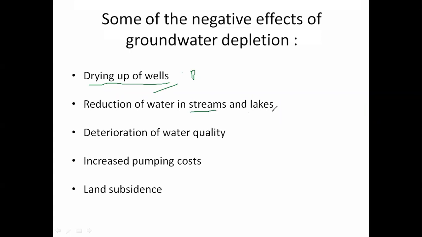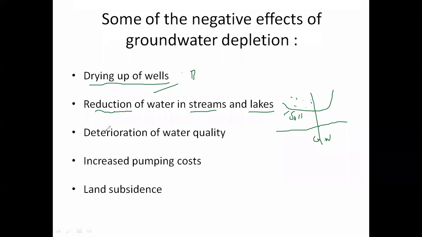Next, reduction of water in streams and lakes. In streams and lakes also, some water will be reduced. Why? Because recharging takes place, right? Here also water will be there, and the soil strata will be here. So recharging of water happens, if it is not excessive. This is what we call the groundwater table, below the earth's surface. In lakes also, some water recharges into the groundwater. So in lakes also, we will see some reduction of water.